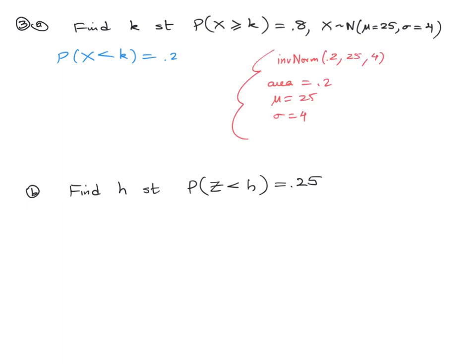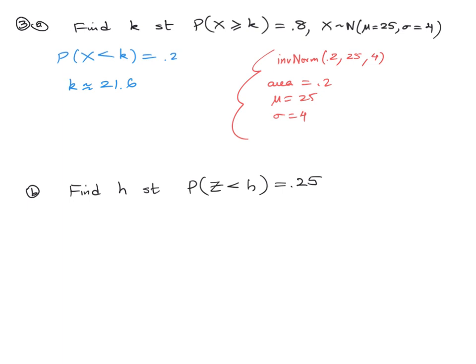So on my calculator, go to second distribution, go down to inverse normal. Area is going to be 0.2 because that's the way that this statement is written. Mu is going to be 25 and sigma is going to equal 4. And so inverse normal 0.2, 25, 4. I hit enter and I get my answer, which I can now round to the required 3 sig figs. K is approximately 21.6 because it was 21.6335, etc.